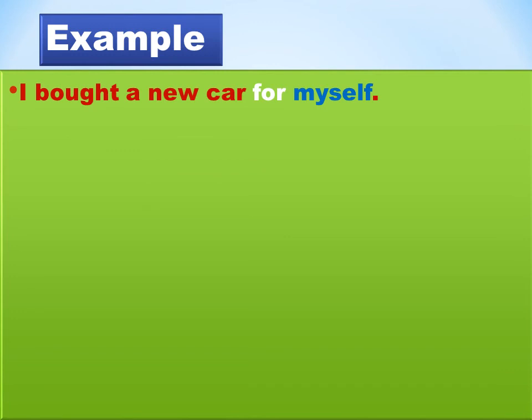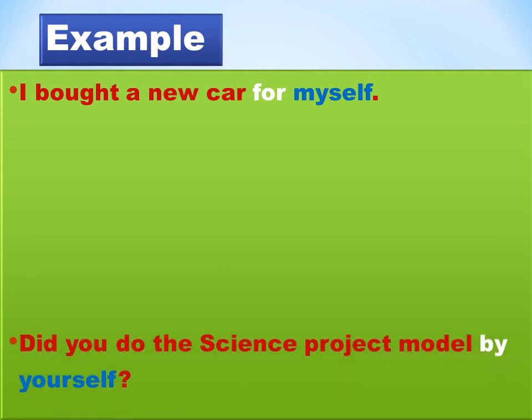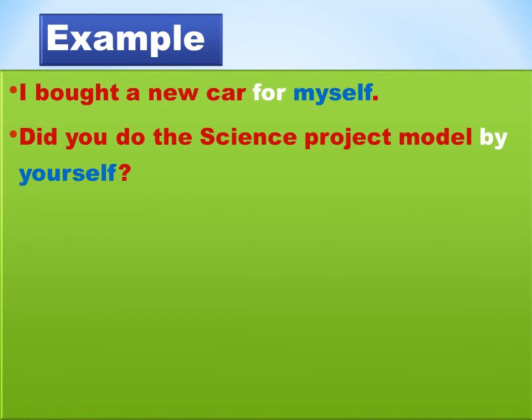Here, for is the preposition and myself is the reflexive pronoun. Here, myself follows the preposition for. Hence, it is the reflexive pronoun as prepositional complement. The next sentence. Did you do the science project model by yourself? Here, by is the preposition and yourself is the reflexive pronoun as prepositional complement as it is following the preposition.